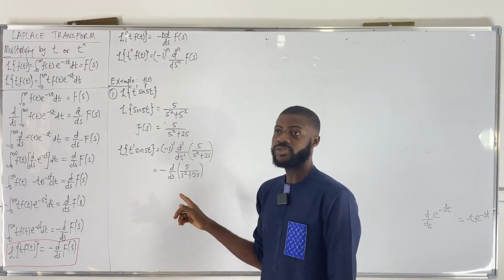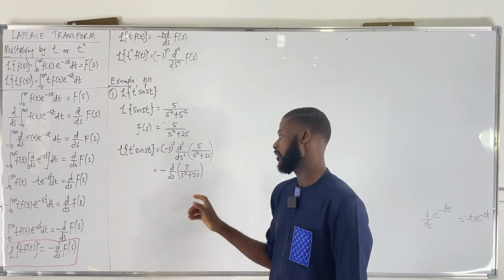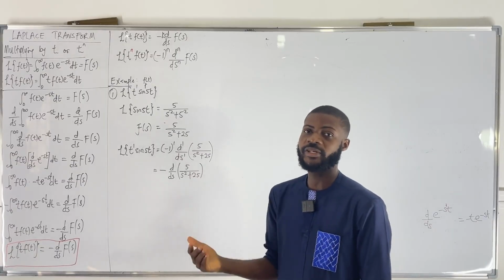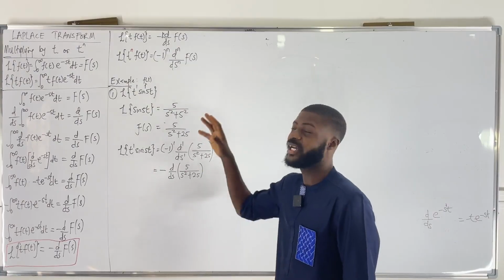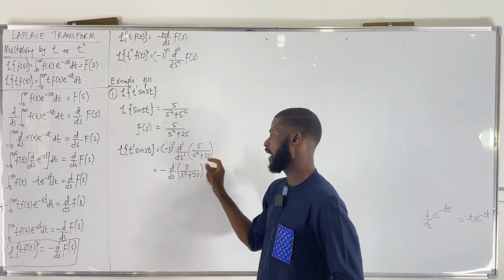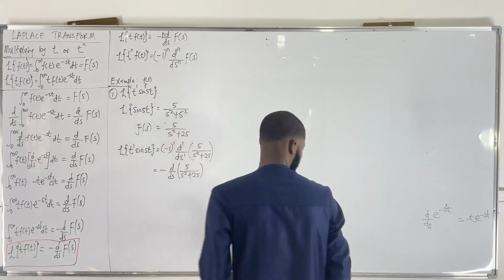Now, we can differentiate using quotient rule. We can also differentiate using the reciprocal rule. There's something called reciprocal rule in differentiation. Now, remember, for you to get to this level, it means you've done differentiation before. So I'm going to be applying quotient rule here.